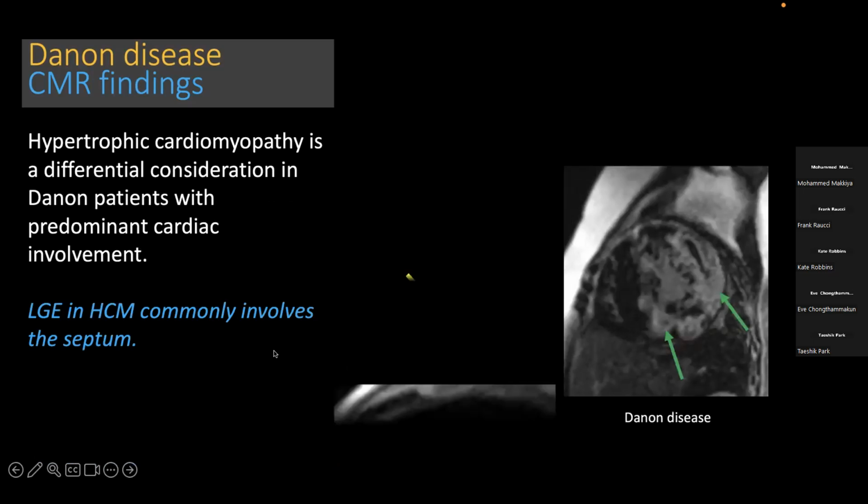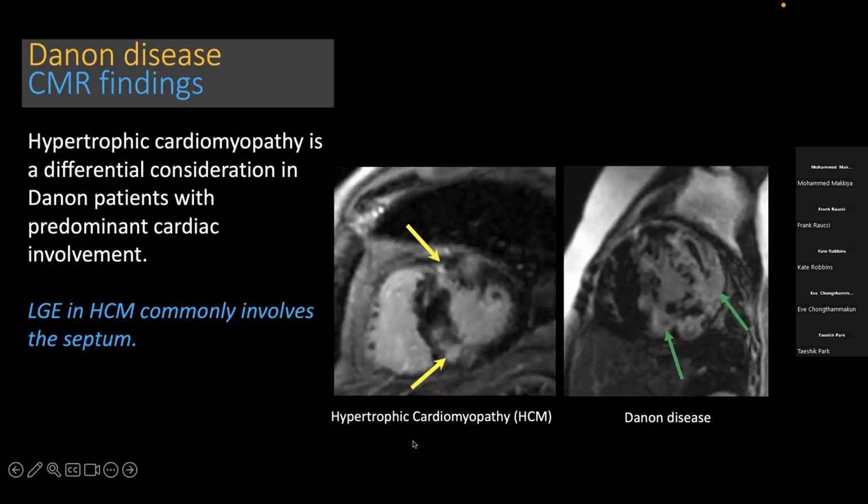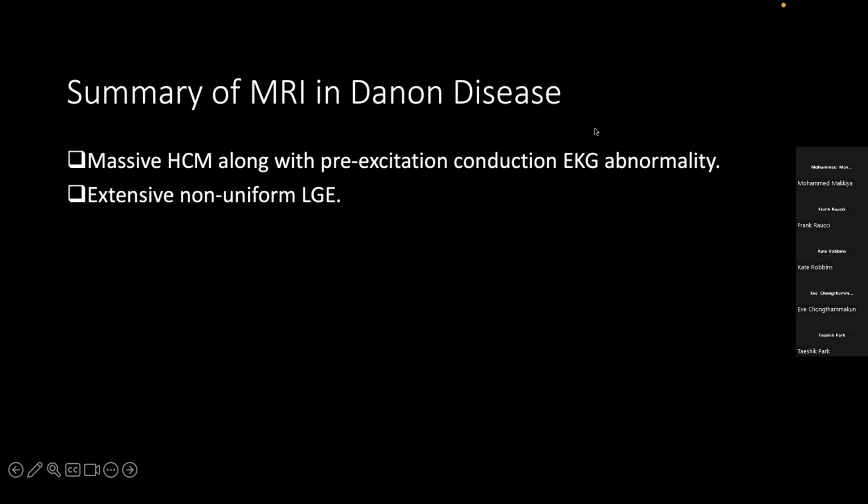This is a patient with HCM, and you can see the enhancement along the RV insertion sites, which is the septal wall, more than the lateral wall, compared to Danon disease, which has a little bit of sparing or lesser degree of involvement of the septal wall. So massive hypertrophy and pre-excitation conduction EKG abnormality are characteristic features. Extensive non-uniform LGE that spares the septum is another characteristic feature in patients with severe thick myocardium.